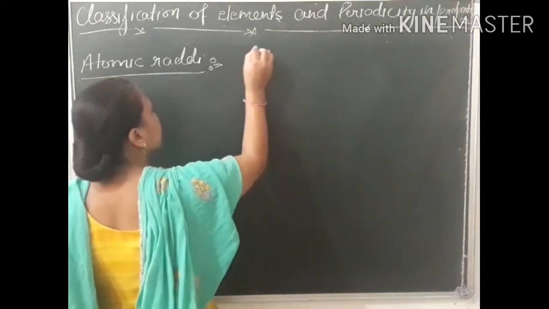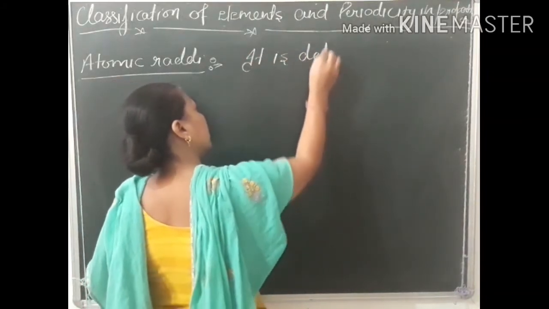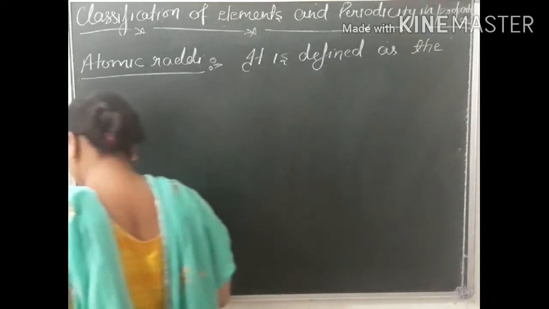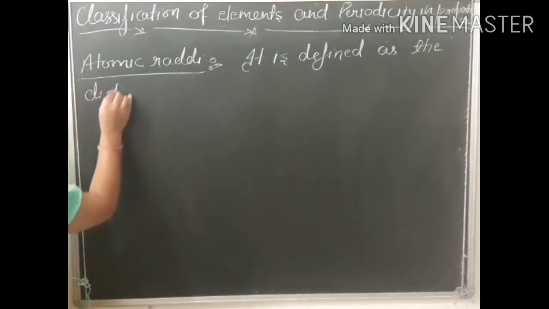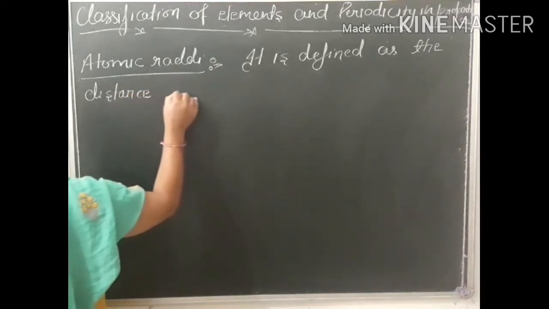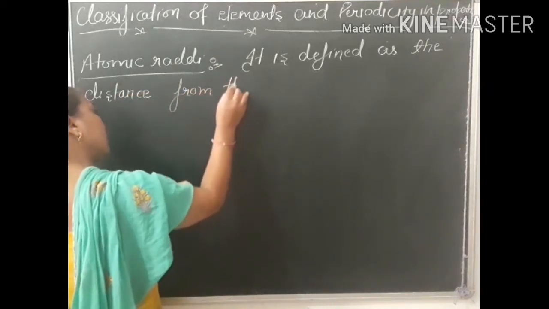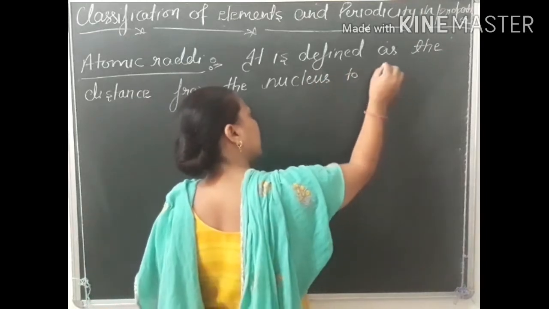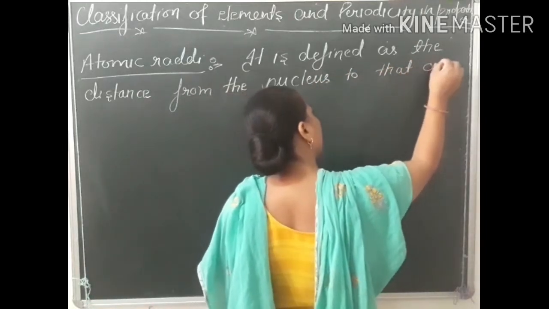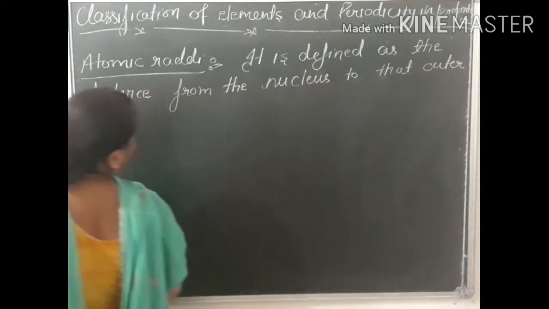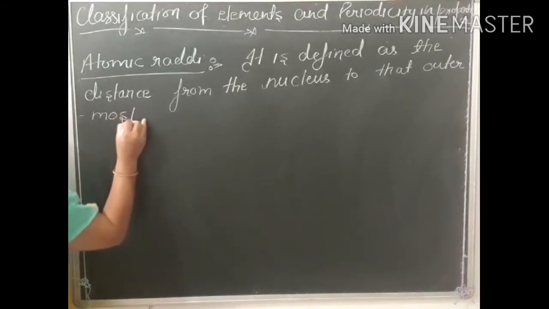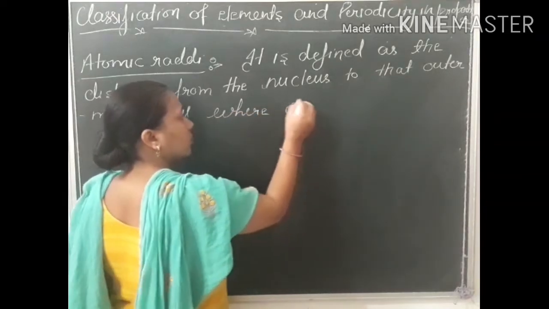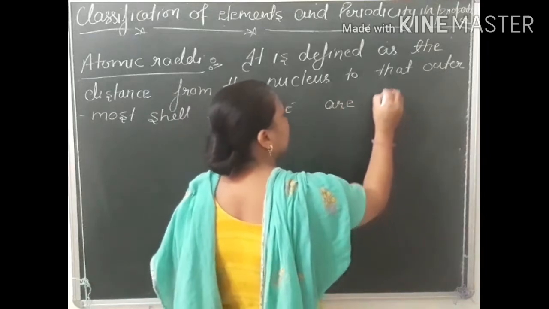Atomic radii is defined as the distance from the nucleus to that outermost shell where electrons are present.